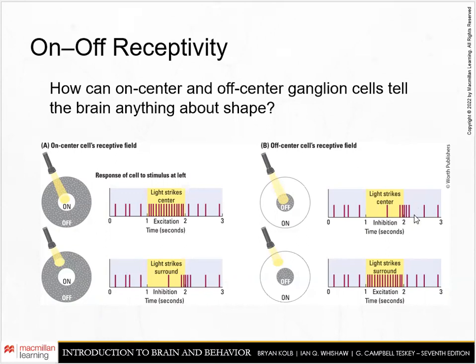Meanwhile, in figure B, the receptive field of an RGC with an off-center and on-surround, light in the center actually produces inhibition that we're able to see here. Meanwhile, the light in the surround or the periphery produces excitation, and the light across the entire field produces weak inhibition.